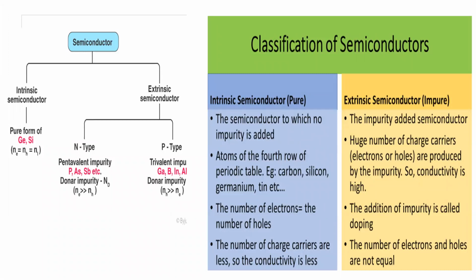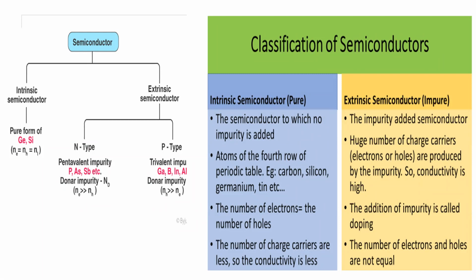So extrinsic semiconductors are impure semiconductors, and a huge number of charge carriers can be produced by the impurity. So the conductivity is very high, and by adjusting the amount of impurity added, we can adjust the conductivity of such semiconductors. So semiconductors, especially extrinsic semiconductors, are widely used in producing most electronic devices.